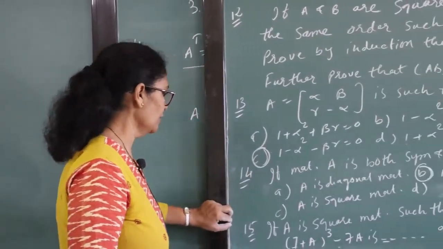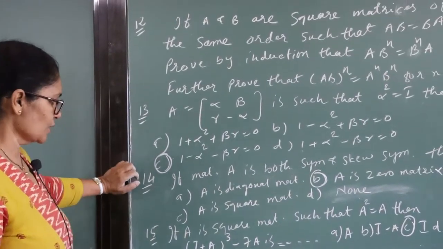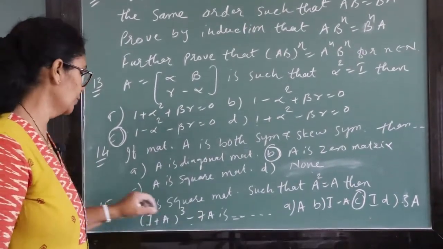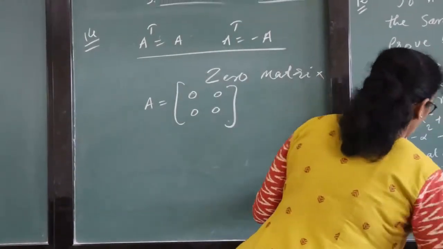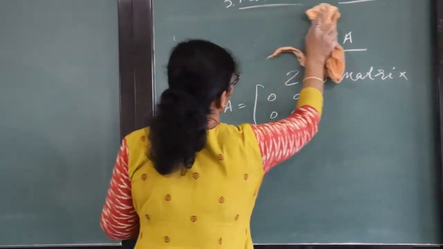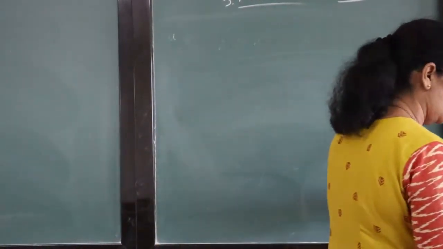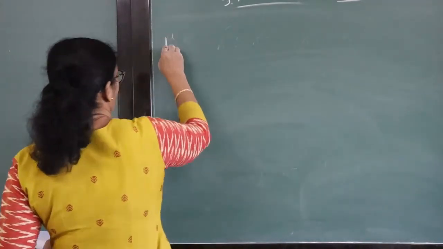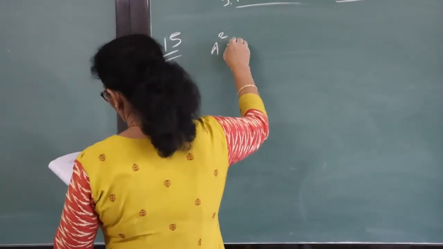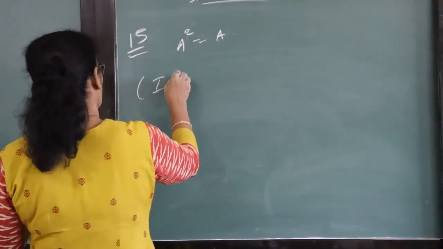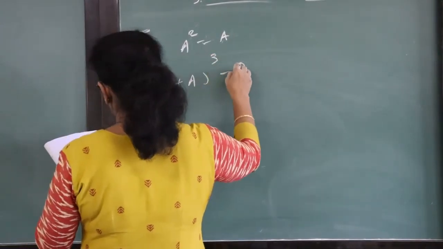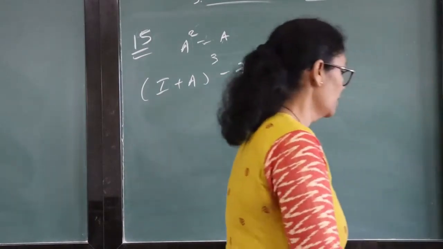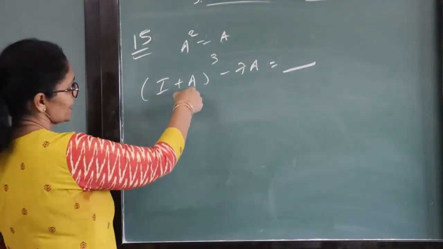And your last question, the 15th. If A is a square matrix such that A square equal to A, then which result is equal to what? That we have to show. So let's prove it first. In question 15, A is a square matrix and you are given A square equal to A. Now you have to show what this is equal to. First, what you have given: I plus A whole cube.